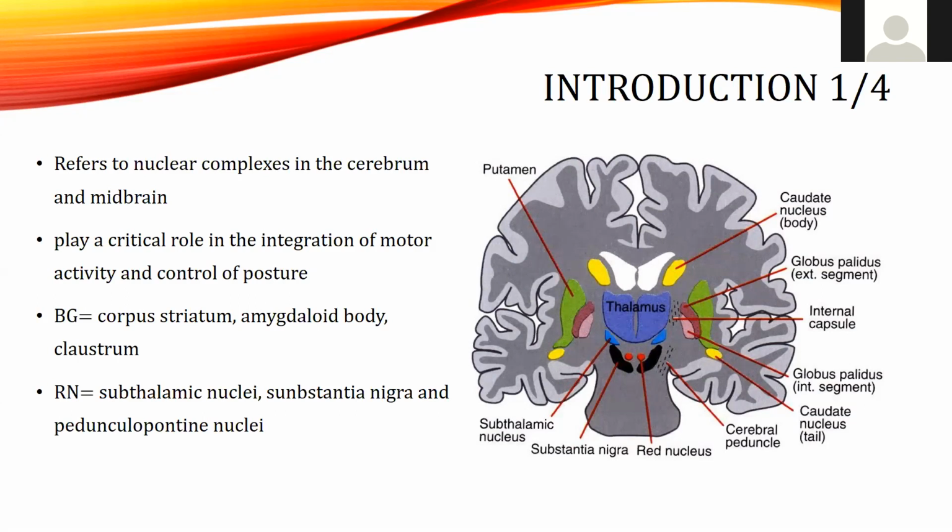They integrate and process input from the cerebral cortex and send modified signals to the thalamus, which after further alteration relays the output back to the specific areas of the cerebral cortex where it came from. The corpus striatum, the amygdaloid body, and the claustrum form the basal ganglia, and these ganglia are related to other nuclei. We have the subthalamic nucleus, which comes from the diencephalon. We have the substantia nigra, which comes from the midbrain, and we have the pedunculopontine nuclei, which comes from the pons.